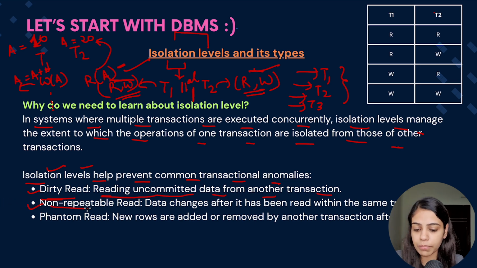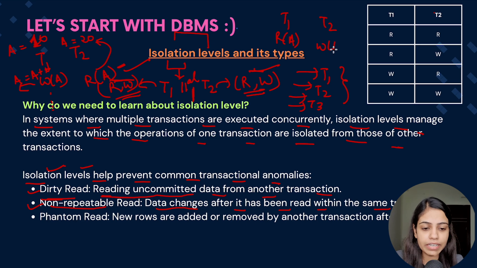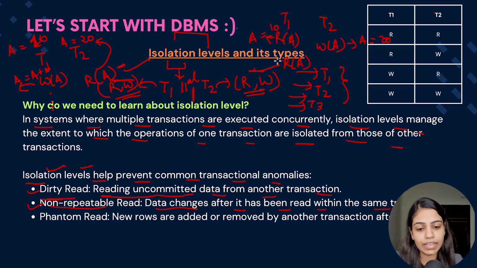Now what is this non-repeatable read? Non-repeatable read happens whenever data changes after it has been read within the same transaction. So consider that as part of T1 I am reading some data, as part of T2 I am updating that particular data, and as part of T1 again I am reading the same data. Here, if the value of A was 10 and I updated the value of A to 20, then if I again read the value of A, it will come as 20. So the first read operation gave me 10, but the second read operation gave me 20. The data changed after it had been read within the same transaction.